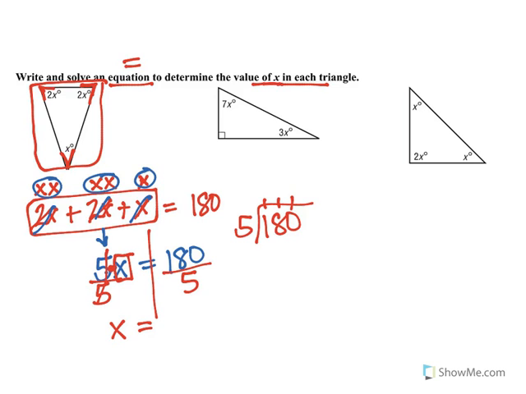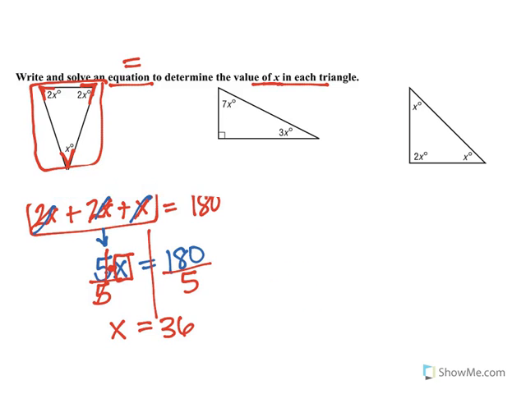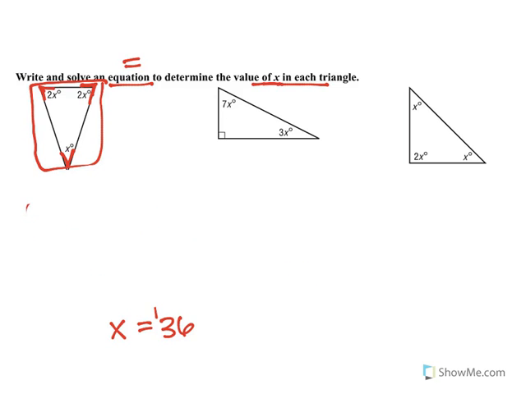Let's figure that out. 5 can go into 1, 0. 5 can go into 18, 3 times. And 5 can go into 30, 6 times. All right, so x equals 36. Now, guys, please be very, very careful here. Remember, we just did our math and we put x equals 36.